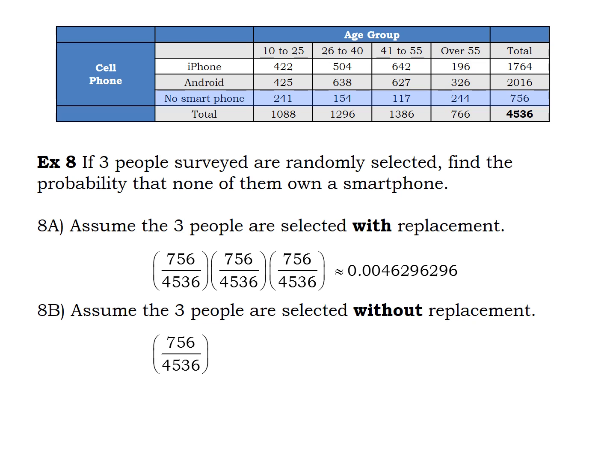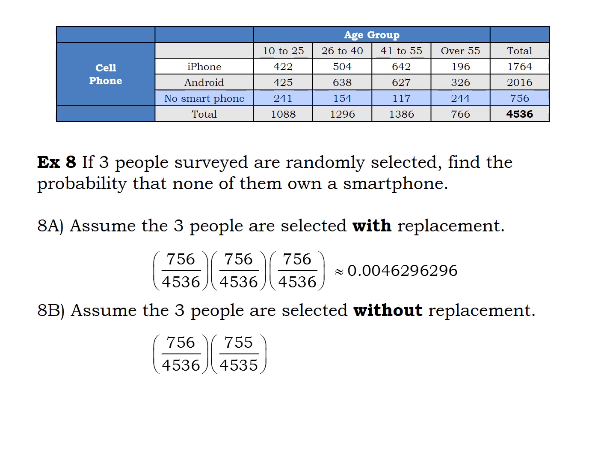So when I go to choose the second person, remember we've taken one person out and we are keeping them out. So at this moment, when I go to select person number 2, how many people are there to choose from? Well, we've lost one. So there's 4,535 to choose from. And how many of those do not own a smartphone? Well, we've already thrown out one person who did not own a smartphone. So there are now only 755 who do not own smartphones.